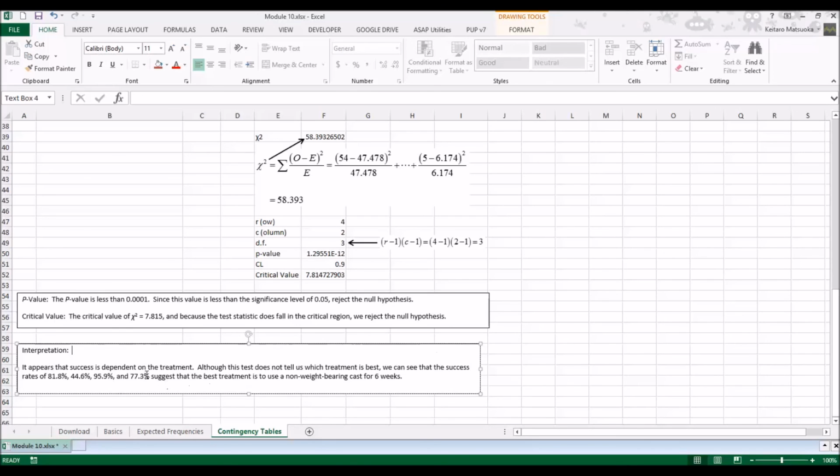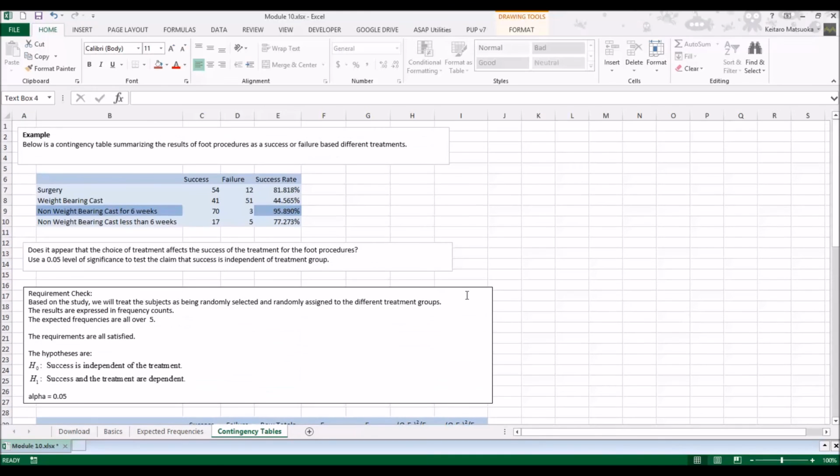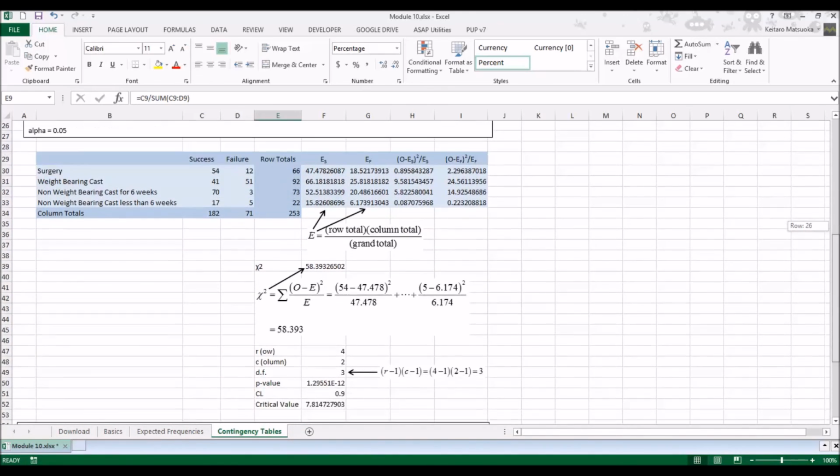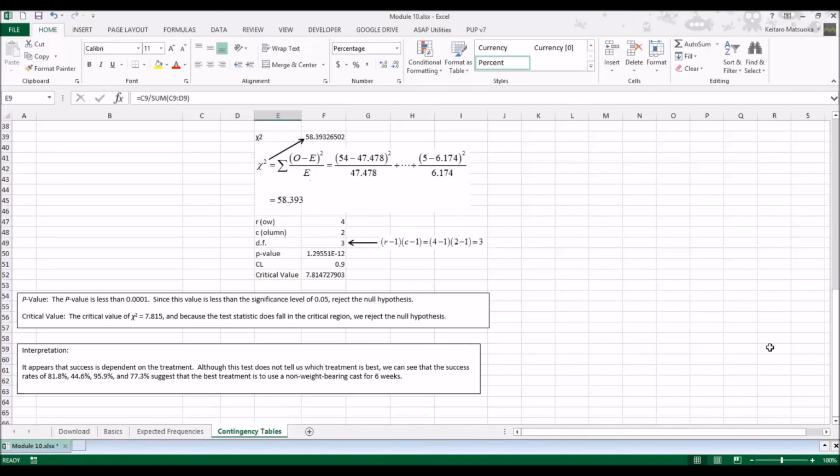So how did I get those numbers? Well, that's what I have up here. Basically, it's going to be 54 divided by the total number of these two numbers. So that's how you calculate the success rate. 54 divided by the summation of 54 and 12. And I did that for every single category. And then you see that here's highlighted darker blue, 95.89%, which is the non-weight bearing cast for 6 weeks. And that seems to be the best treatment if you break your foot. So that's how you do contingency tables. And that's all for Module 10.